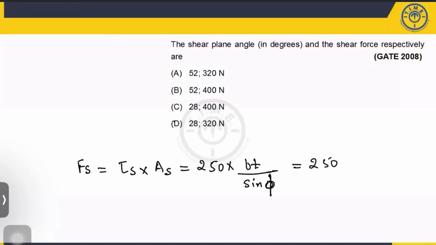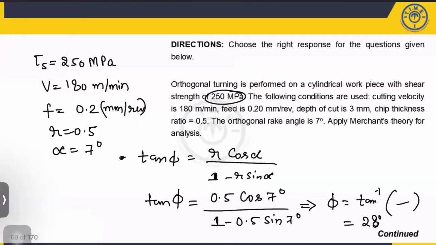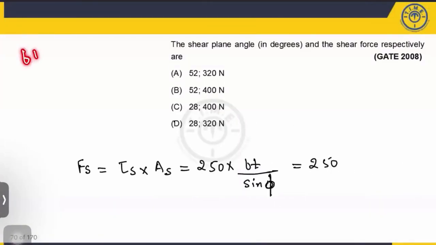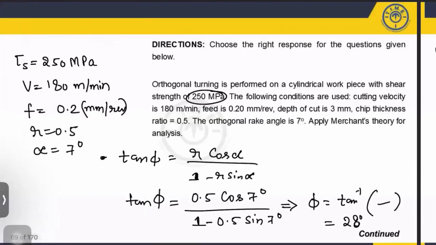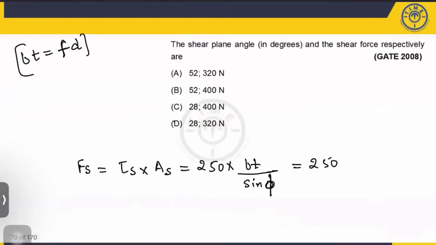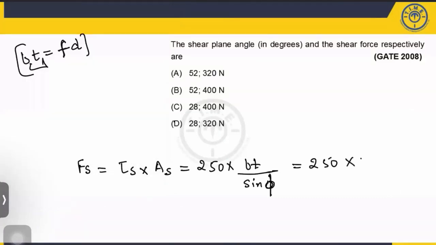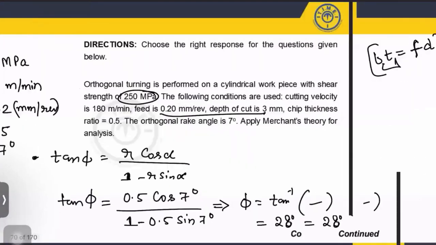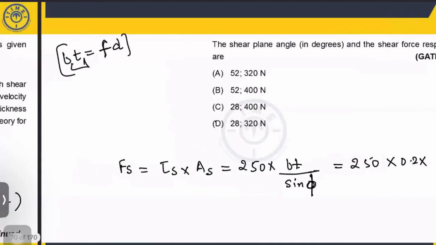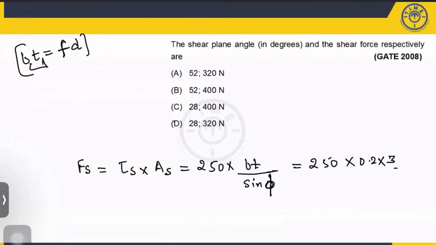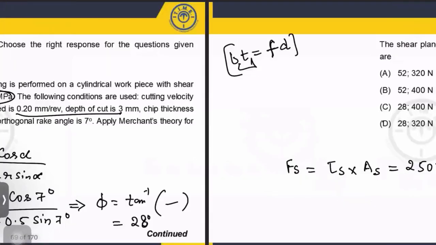So 250, now you can see here, this is the orthogonal operation. In that, the width and thickness can be calculated by using the feed and depth of cut. So FD is equal to B into T for our orthogonal turning operation. So 250 into B into T, which means F into T. What is the feed? 0.2. And what is the depth of cut? 3. And sine phi you already calculated. Once you solve, you will get 320 Newton. Very simple. That's why this is very important.